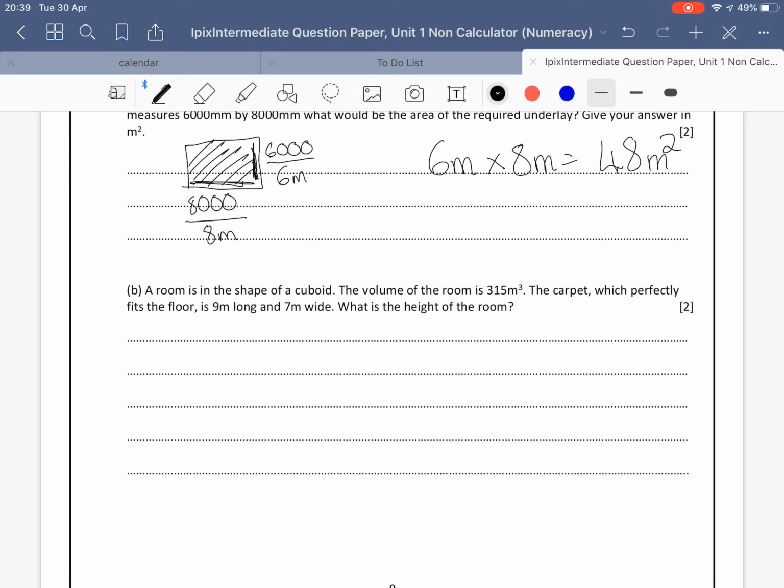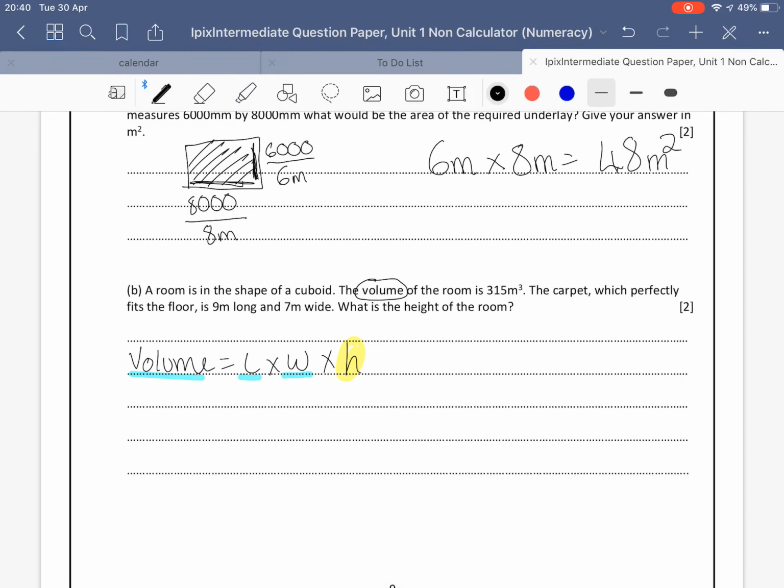A room is in the shape of a cuboid. The volume of the room is 315 metres cubed. The carpet, which perfectly fits the floor, is 9 metres long and 7 metres wide. What is the height of the room? Now you need to know that the volume of a cuboid is length times width times height. So they've given you the volume, the length, and the width. We just need to find out the height.